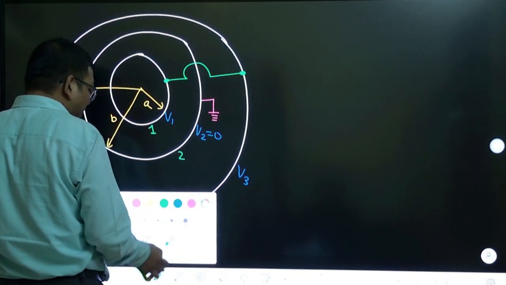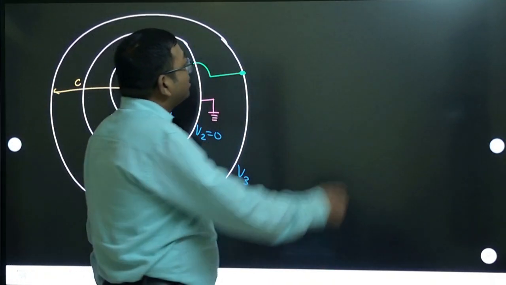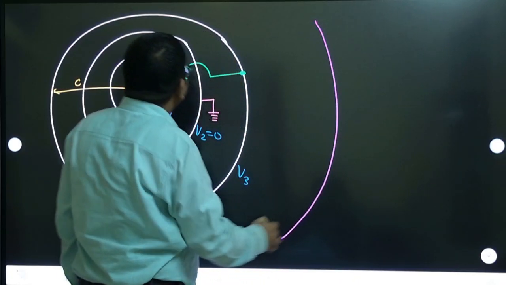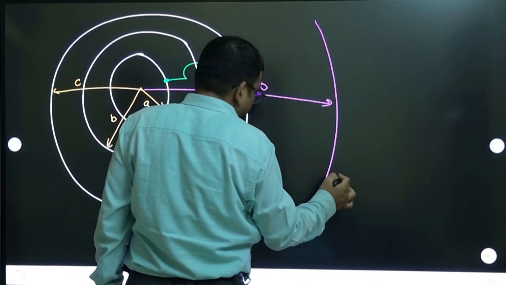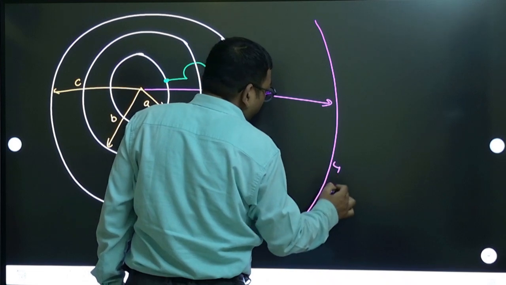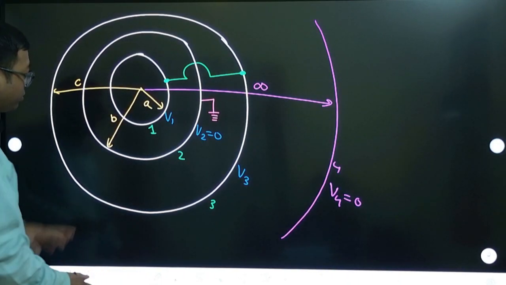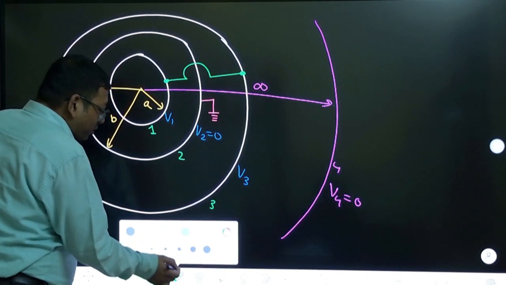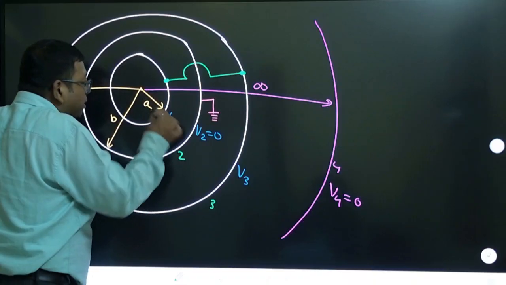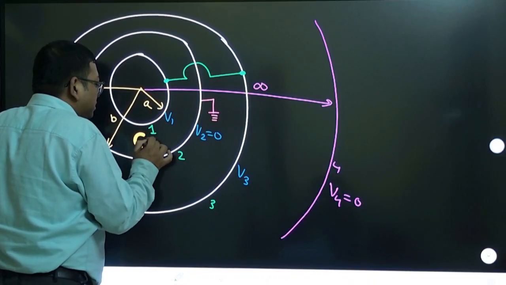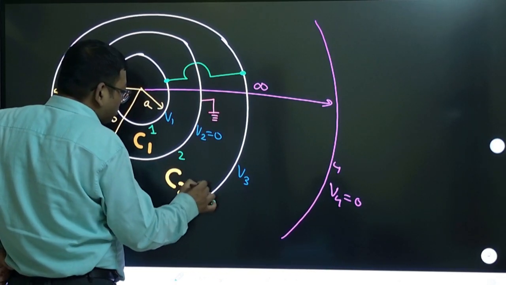Now again use the same technique. What is the technique? Keep a capacitor at infinity. This has infinite radius, and let us say this is the fourth. So V4 is equal to 0. Now try to make capacitances, because capacitance is always in between two plates. Between the first and second, this capacitance is C1. Between second and third, this is C2.